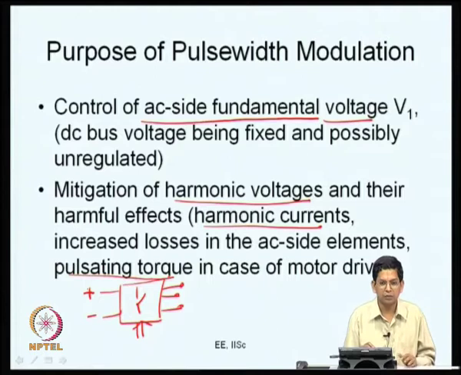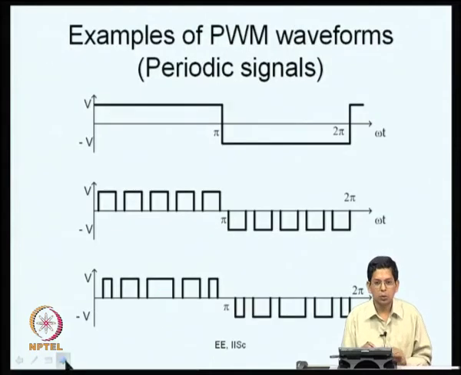So, harmonic voltages have a lot of undesirable effects. The second purpose of pulse width modulation is to reduce or mitigate these harmonic voltages, or at least one or more of their harmful effects. These are the two broad purposes, and we are going to quickly review whatever we saw in the previous weeks.